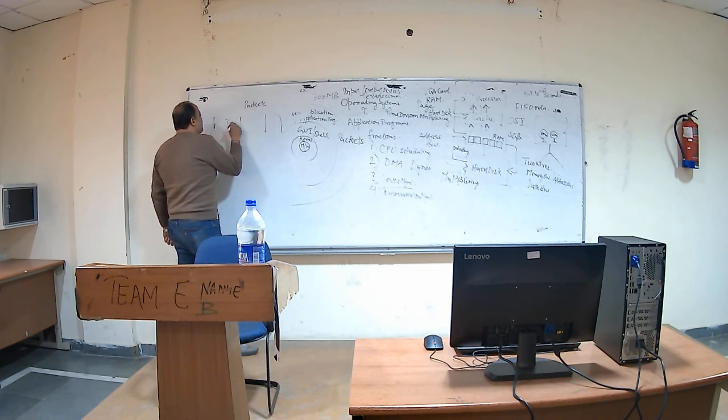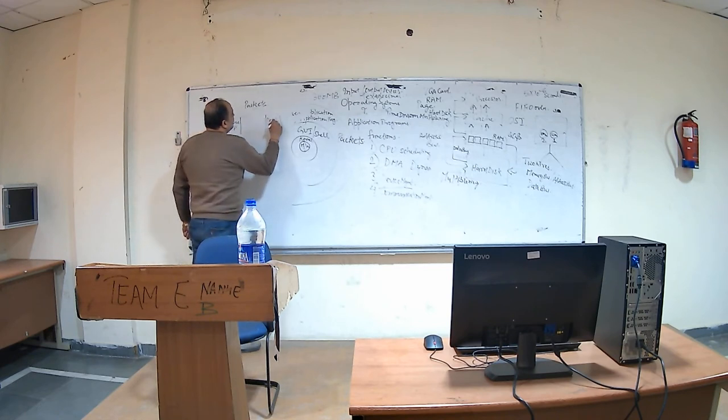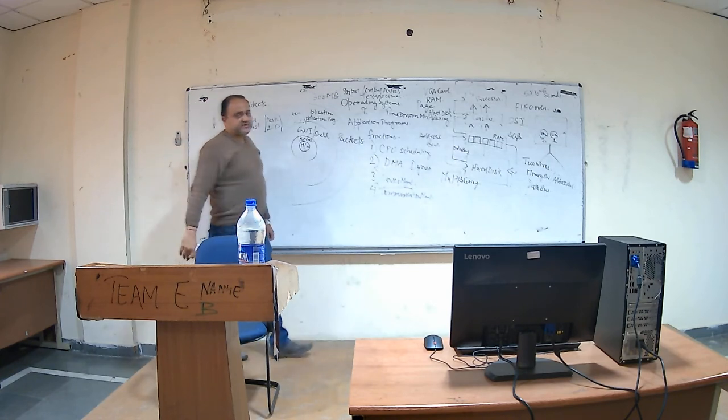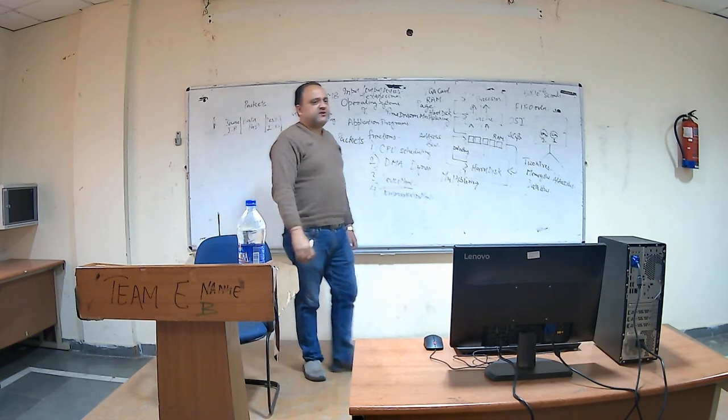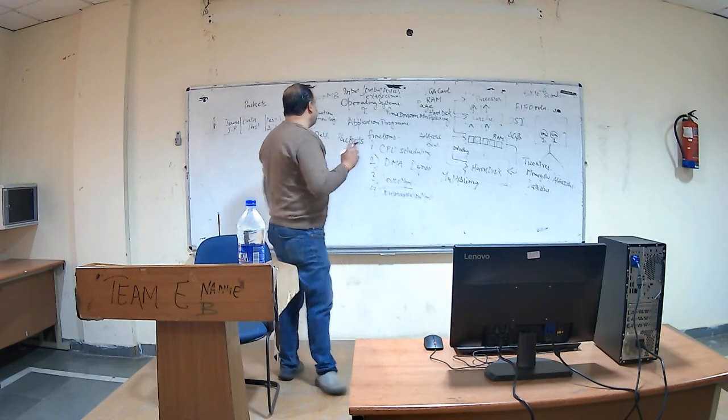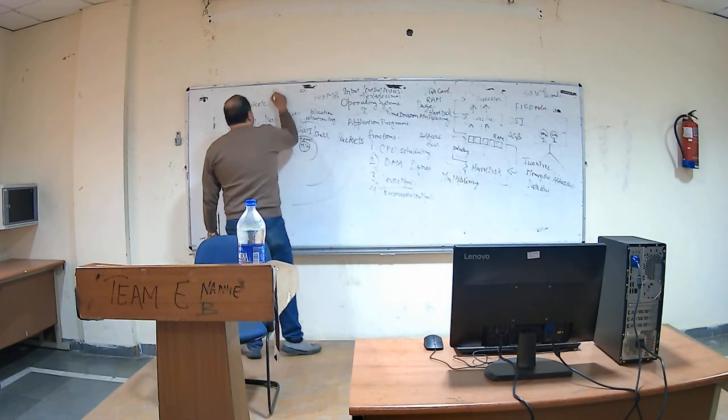Now, these packets have a certain structure. They have a source IP, a destination IP, and the third thing is a data part. Okay. When there are computers on a network, each computer has a unique address, and this address is called the IP address.